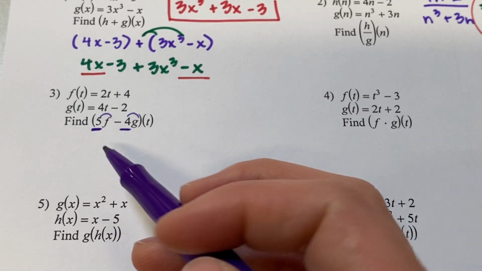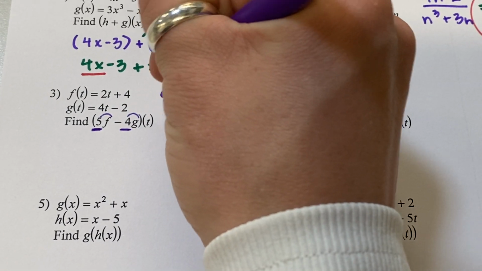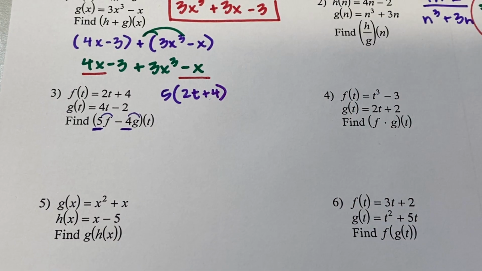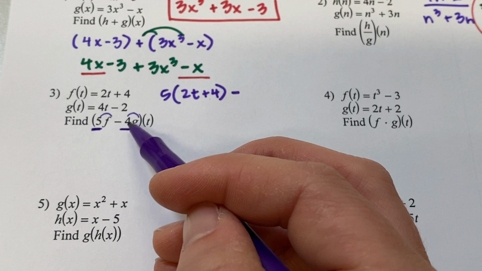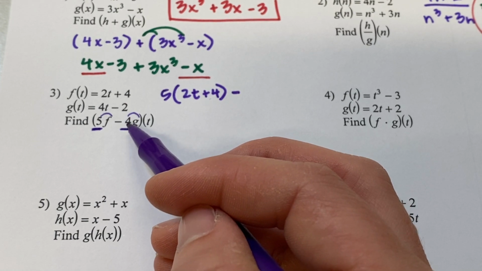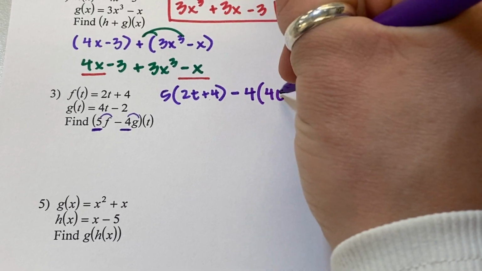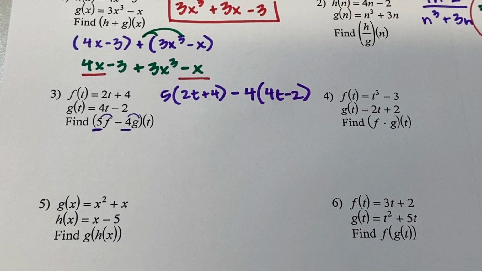So first one, it wants us to take 5, multiply it to our f function. So 5 being multiplied to 2t plus 4. Then we're going to subtract our g function, but we got to multiply that 4 to it before we can subtract. So 4 times 4t minus 2. That's my g of t function.